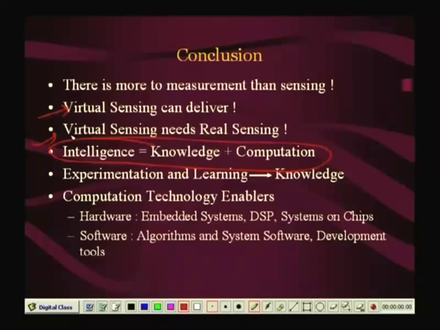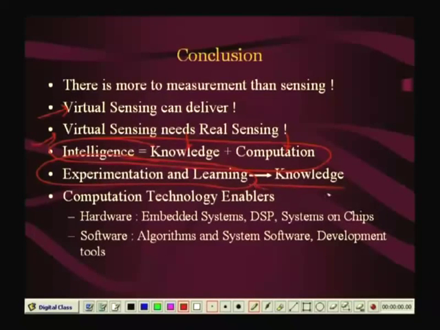We are trying to create intelligence within the devices, which comes from knowledge and which comes from computation. Knowledge will come from experimentation and learning. These are the models which you want to set up. Without the models, no estimation algorithm will work. So for building the models, you need to do experimentation. And computing can be done today using the technology enablers in hardware and software. So this is the point that I wanted to make today. Thank you very much.